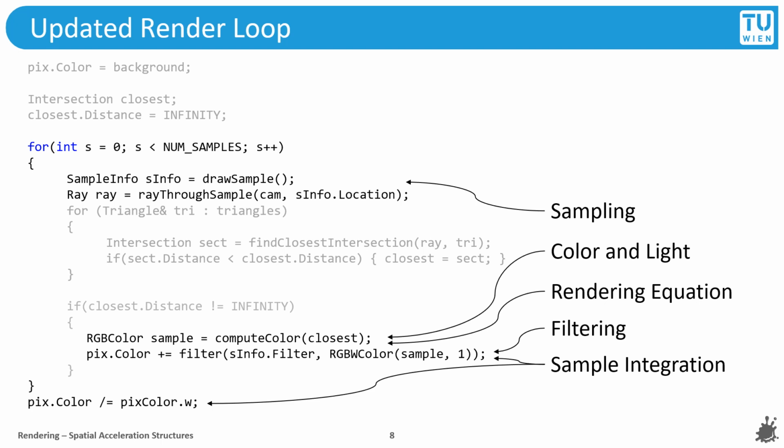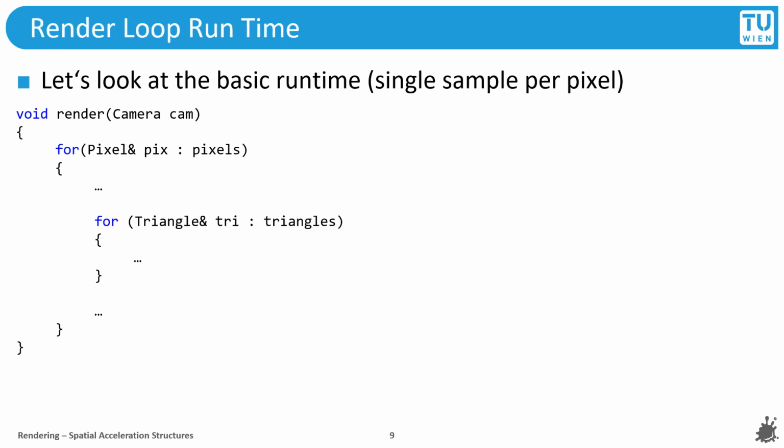So there will be a lecture on sampling, on color and light in general, on the very important rendering equation, on filtering, and also on Monte Carlo integration. However, this lecture will be about a completely different topic, and for good reason, because let's look at the basic runtime of that render loop that we just wrote. And let's even go back to the single sample per pixel case.